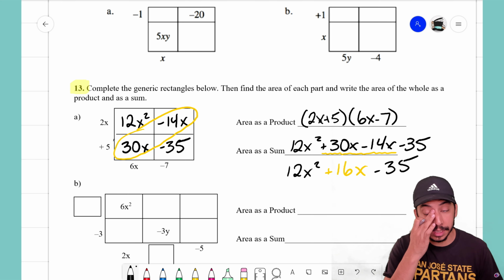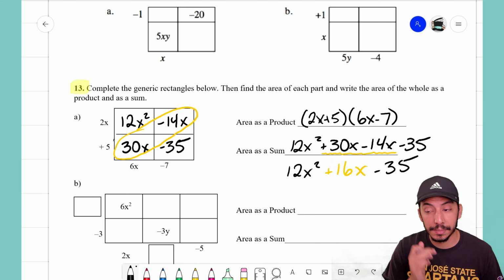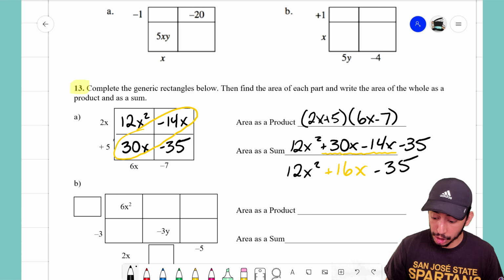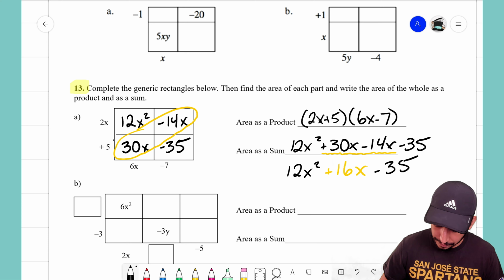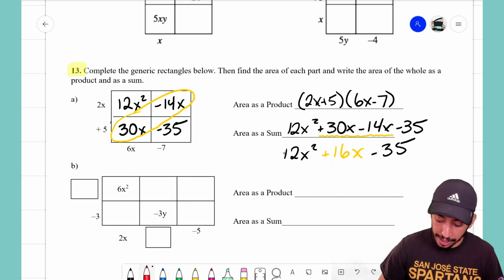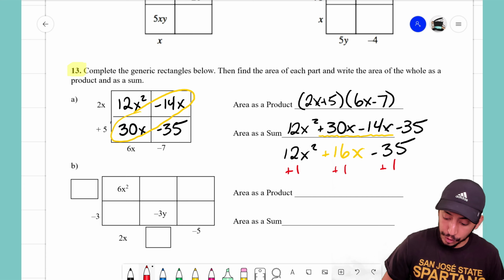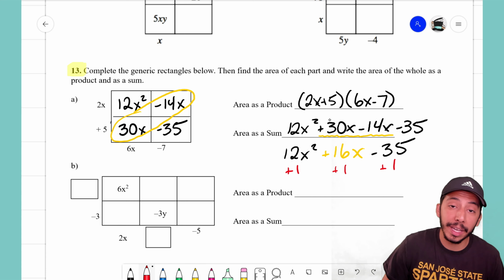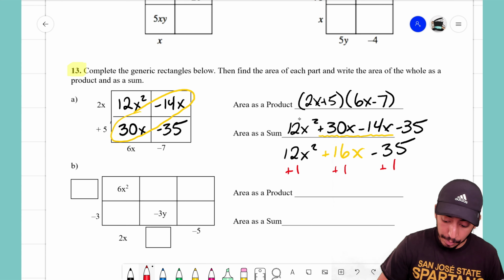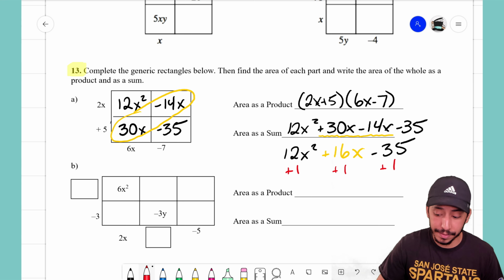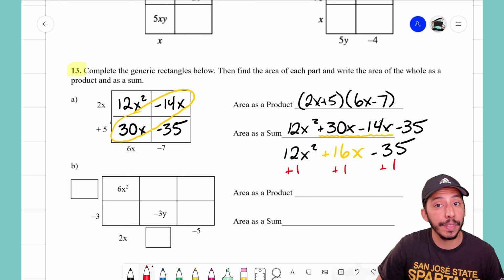I saw your hand up, Christian. What's up? Will we lose points if we don't simplify on the test? Yes, so on a problem like this, if I was grading the final right now for the area of the sum, I would give you a point for 12x squared, a point for 16x, a point for negative 35. If you write it this way, without simplifying it, you're getting the point for 12x squared, you're getting the point for negative 35, but then you're losing that middle point there.